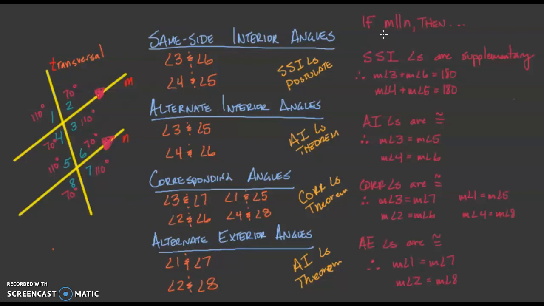Then we realize that if the lines are parallel, some of these things have special relationships. They actually all have a special relationship to each other. The same side interiors are going to be supplementary. Then the other pairs, the alternate interiors, the correspondings, and the alternate exteriors, they end up being congruent to each other.